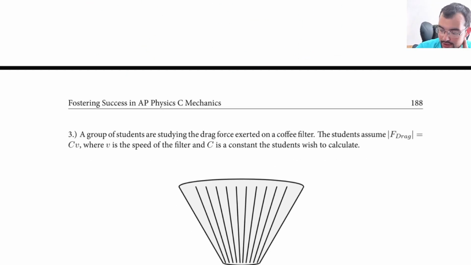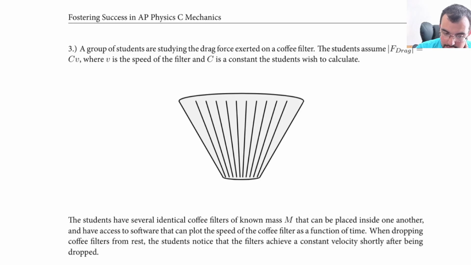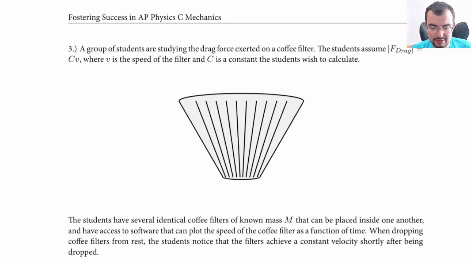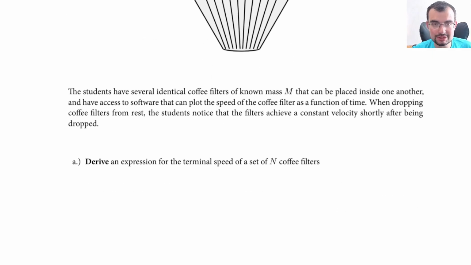All right, last question. It's the coffee filter lab. Common lab is assuming we have linear drag with coffee filters. So drag equals constant times V, and we want to find this drag constant. Suppose we have a motion detector so we can get the velocity as a function of time. We can plot the speed of the coffee filter. And the students notice that basically as soon as you drop the coffee filter, their speed is constant.